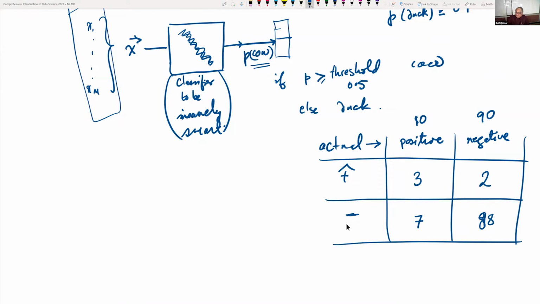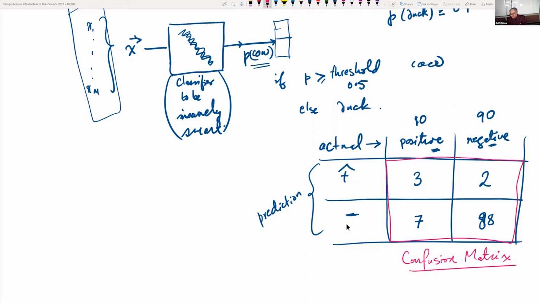So this kind of a matrix, where you put the actual answers when you are training an algorithm, and this is your classifier's predictions, there is a name for this. It is, for very intuitive reasons, called the confusion matrix. Are we together? It is called the confusion matrix.